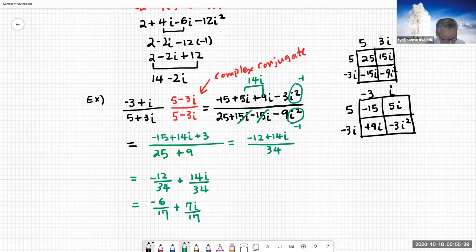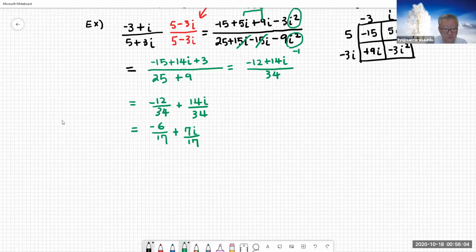There is one more area that I want to show you. This is a good practice of understanding the imaginary numbers. So I just want to show you something here. Let's say we have to simplify.